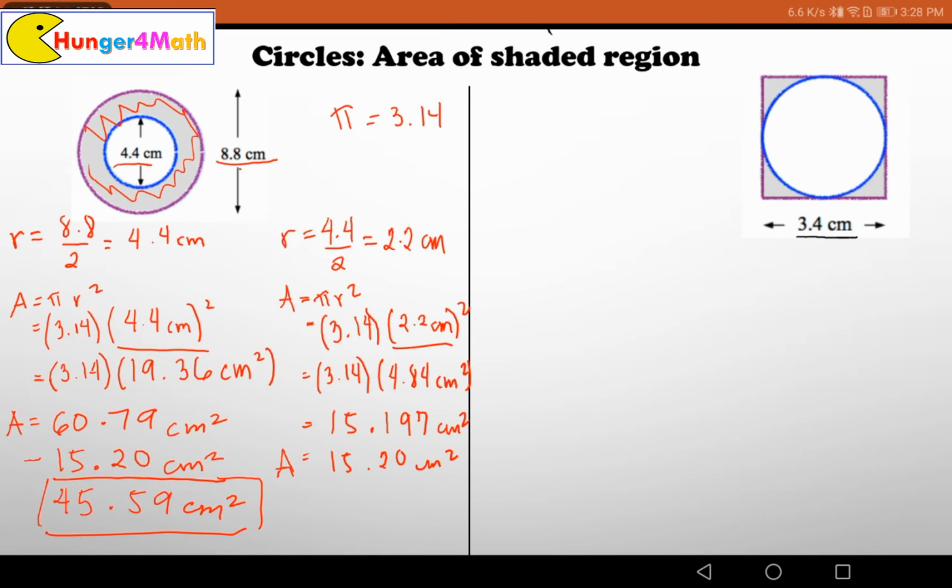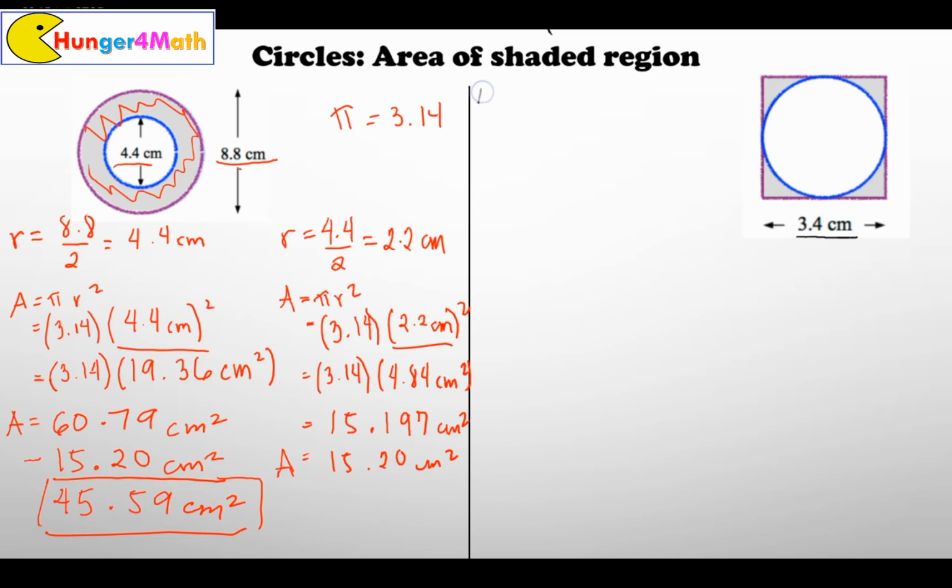Next, on our second figure, we have a square and a circle with a side length of 3.4 centimeter, and it will also serve as the diameter of your circle. Let's solve first the area of the square. The formula for the area of a square is side square. Now our given is 3.4 centimeter as the side, so that would be 3.4 centimeters square, and that is equivalent to 11.56 centimeters square. So that will be the area of your square.